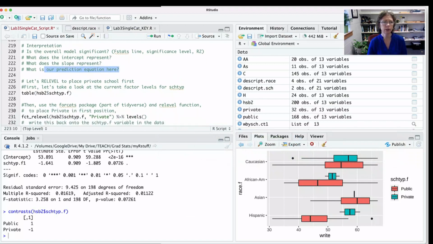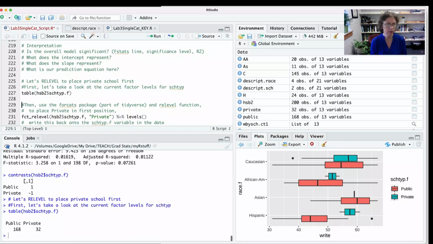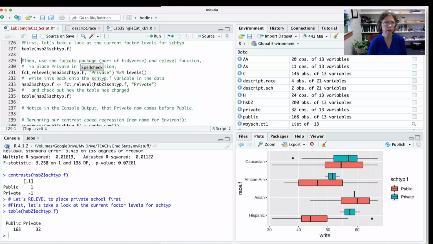Now we're going to do what's called re-leveling to get the comparison between private school and grand mean. First I'm going to look at what the current levels are. Right now they're in the order of public then private. And then we're going to use a relevel function in the forcats package. It's already part of Tidyverse, so you should already have it loaded. And we're going to re-level so that private is now in the first position.